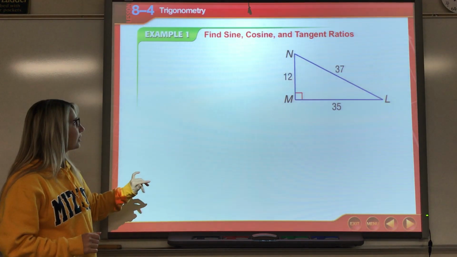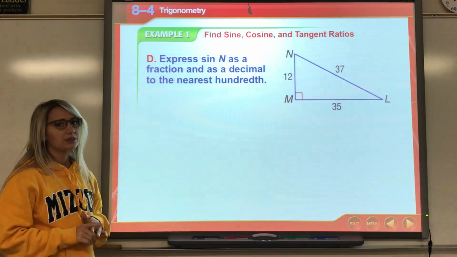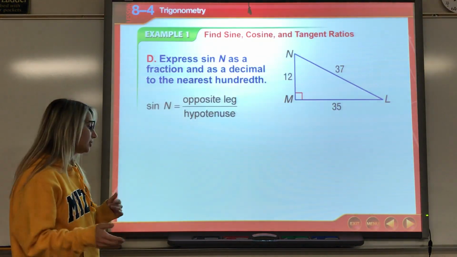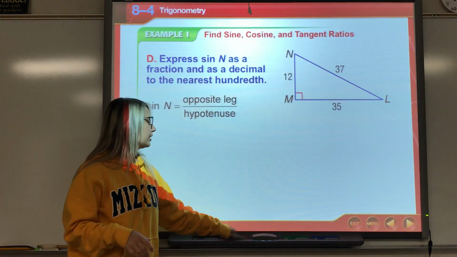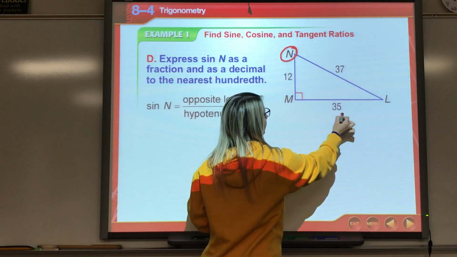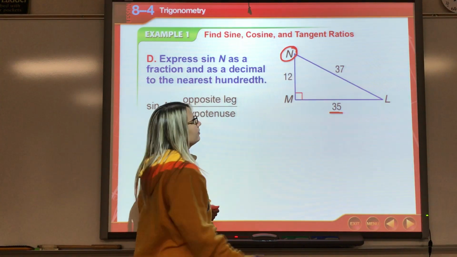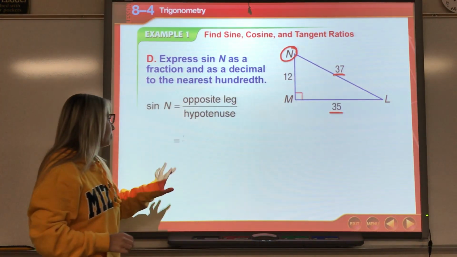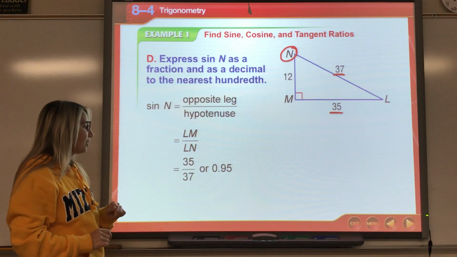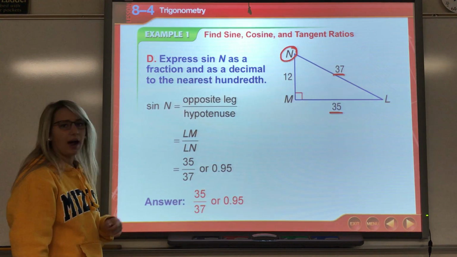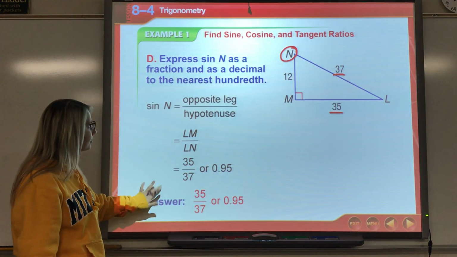Okay, now we're going to start looking at angle N. So to find the sine of N, still the opposite leg over the hypotenuse, but now we're looking at it from a different angle. So we have N, this will be our opposite, this 35, and our hypotenuse is this 37, so plug those in. So we get 35 over 37, or about 0.95 would be our sine of N.